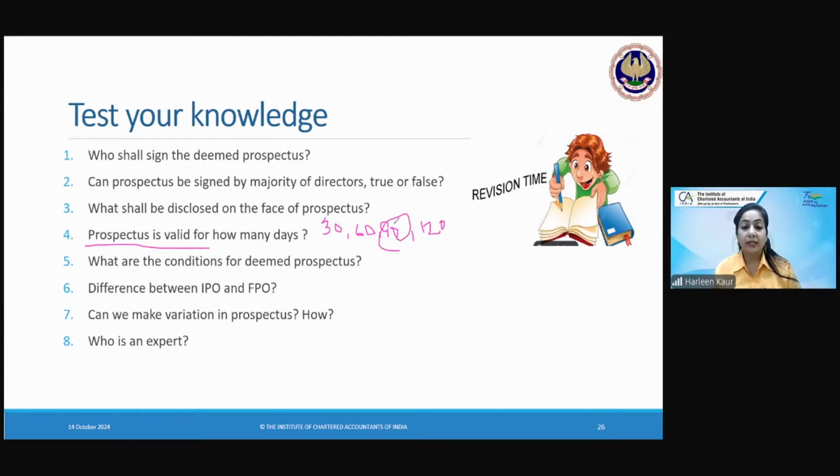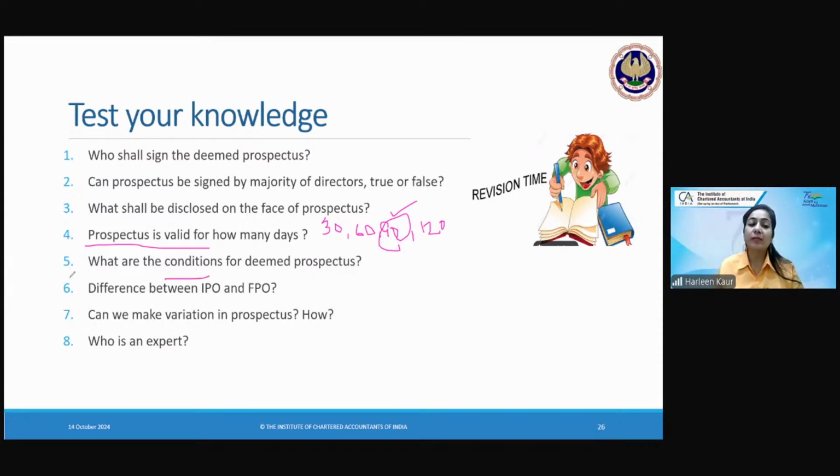Absolutely correct. 90 days from the date of issue, it remains valid, and after 90 days, it becomes an invalid prospectus. Okay, so prospectus is valid for 90 days. If we're saying 6 months, then that means you have not revised. 90 days is the correct answer. Very good. All of you have given the correct answer of 90 days.